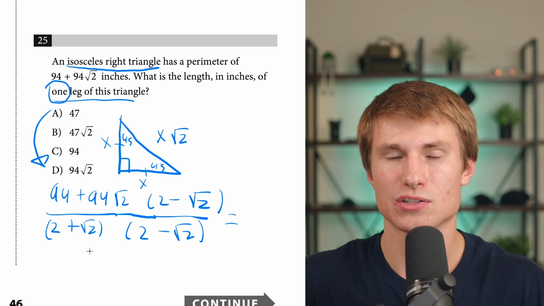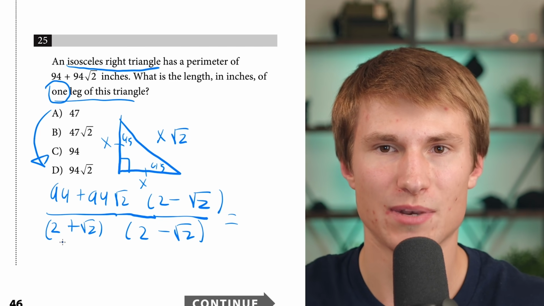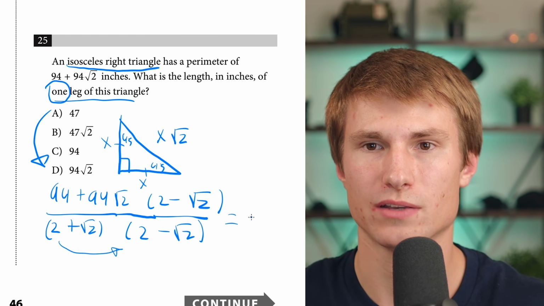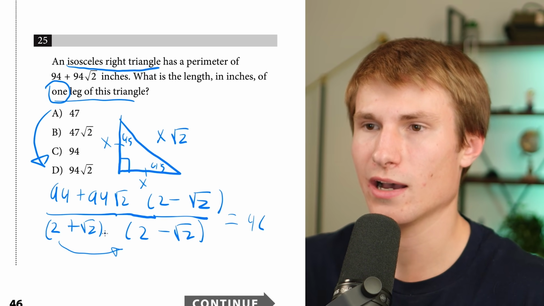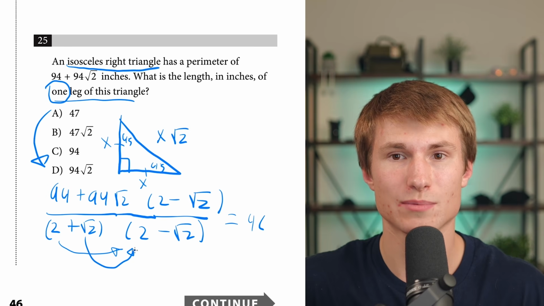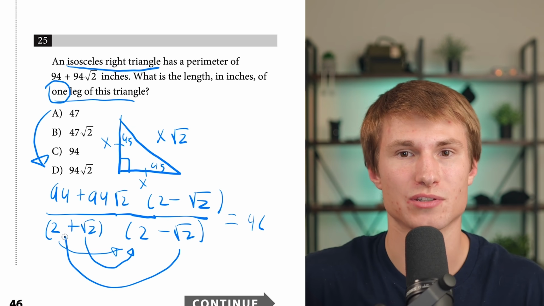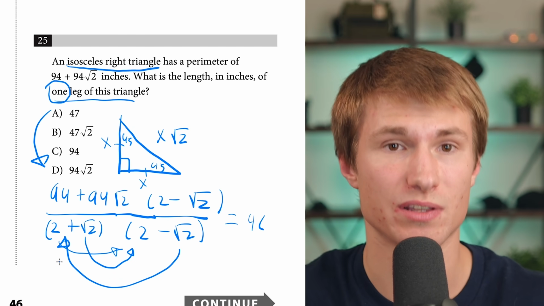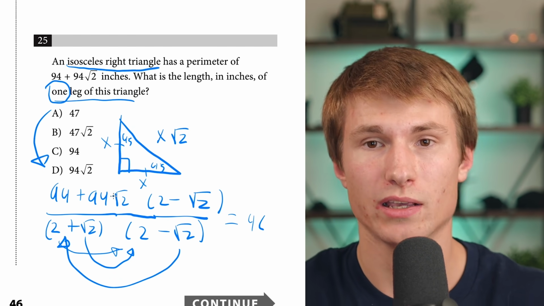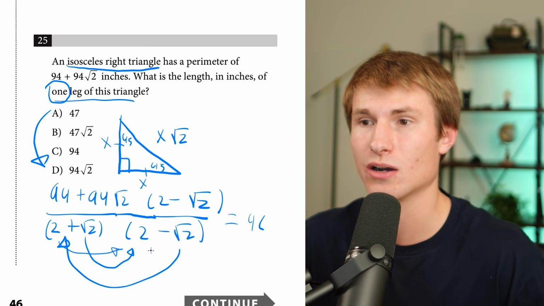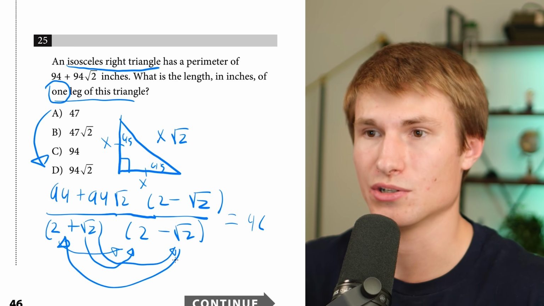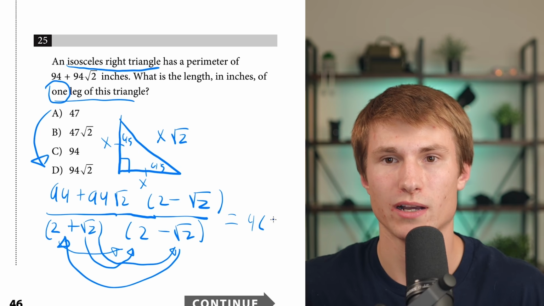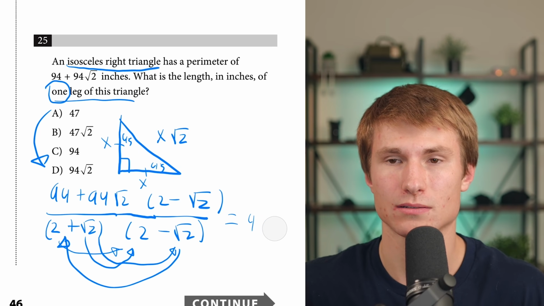I'll do the denominator first. We have this 2 times 2, which gives us 4. Then we have this plus root 2 times 2, and this minus root 2 times 2. Keep in mind, those are going to cancel. That's why we're doing this, the difference of squares. So that square root is now going to get canceled out. One thing we will still have is this root 2 times this negative root 2, which gives us a minus 2. So we end up with 4 minus 2.